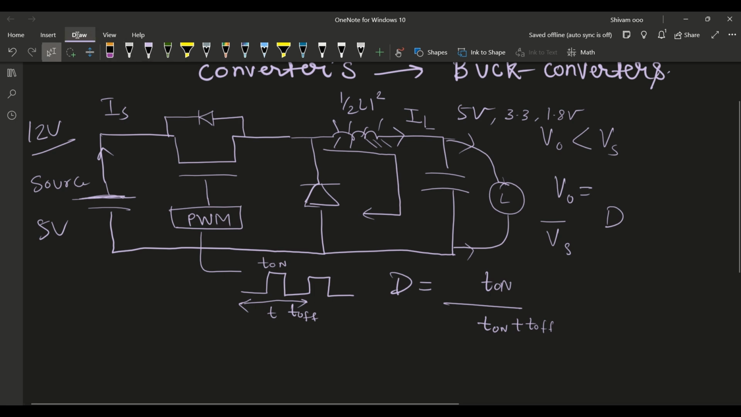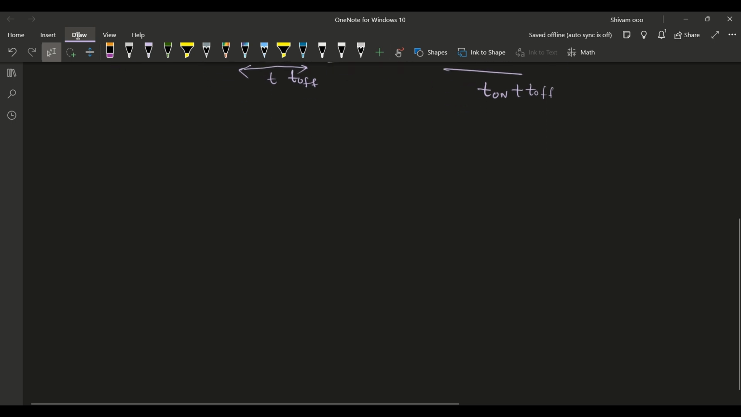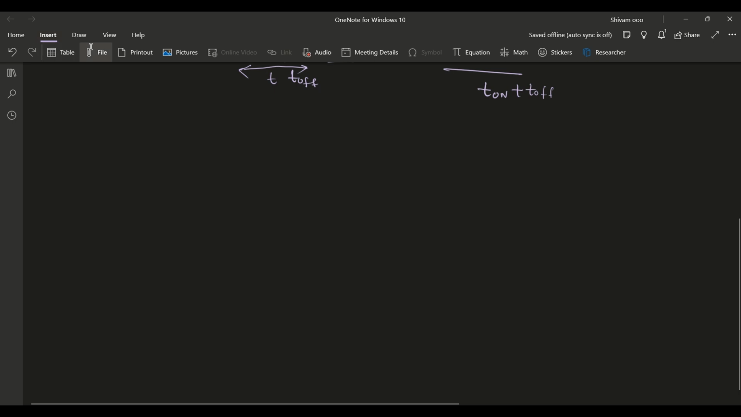Just a second. I'll show you here. Where's the image on file?